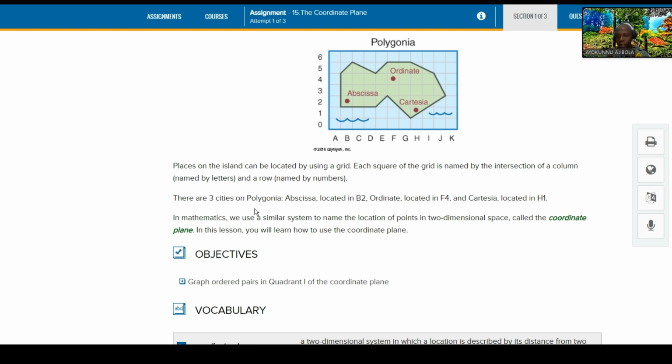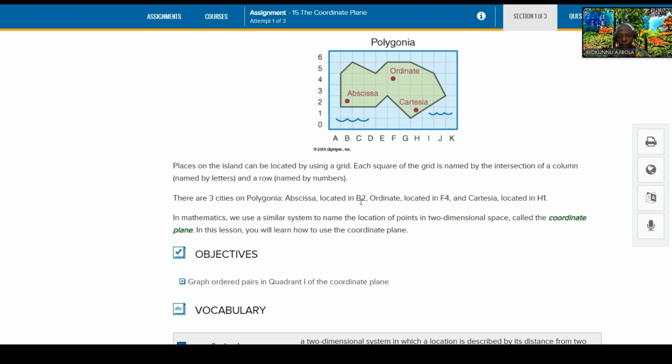There are 3 cities on Polygonia: Abscissa, located in B2 coordinate, located in F2, and Cartesia, located in H1. So H1, if you go to H and you move up to 1, you go from left to right to H, move up to 1, that is Cartesia.